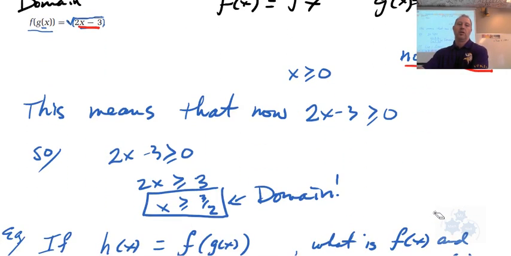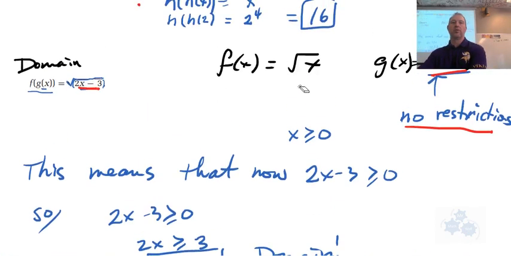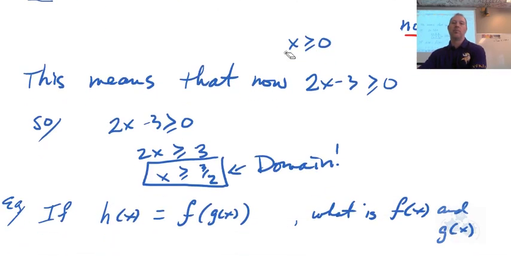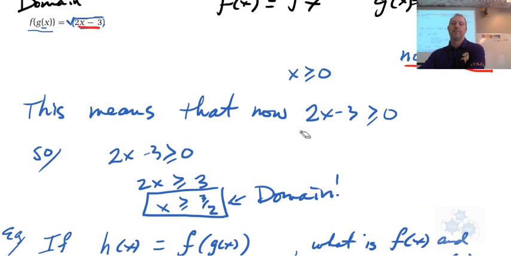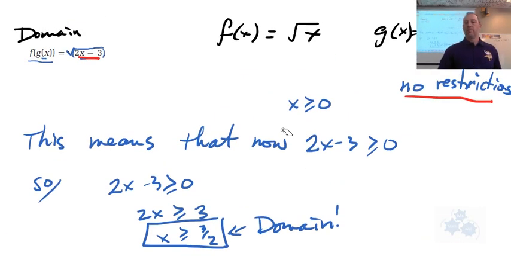Okay? So if we solve for x here and get x all by itself, we know that x has to be greater than or equal to 3 over 2 to make sure that this square root is positive underneath there, or 0. So this is now our domain. Okay? Any questions?